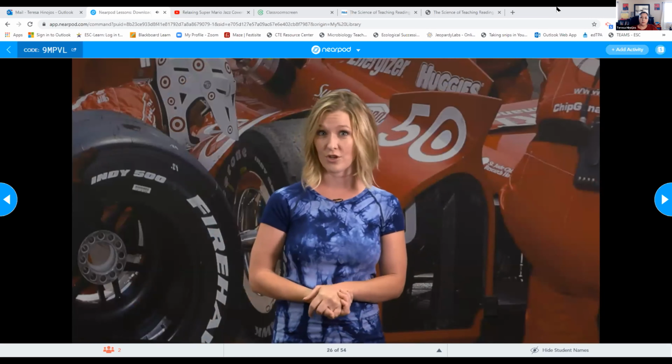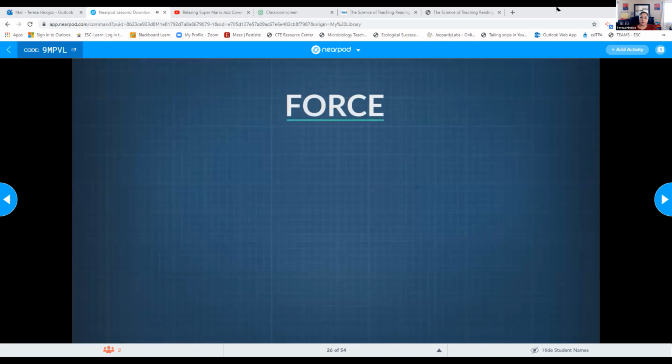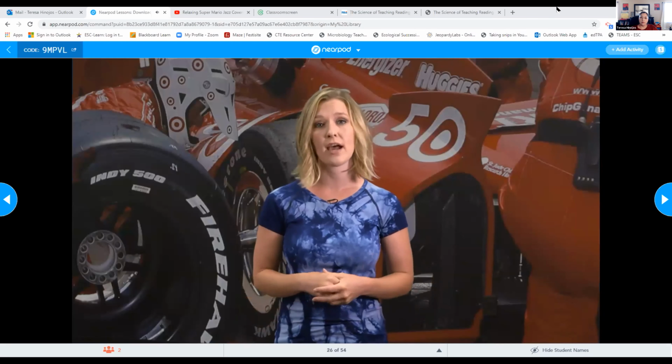Okay, here's something about forces you should know. When forces acting on an object are balanced, the object will remain at rest or it will move at a constant velocity. When forces acting on an object are unbalanced, the object will accelerate or decelerate. So when I hit the gas on the car, the force from the tires pushes on the track, causing an unbalanced force on the cart, which causes the cart to accelerate. If the cart is already moving and I push on the gas just enough to move at a constant velocity, then all the forces on the cart are balanced.